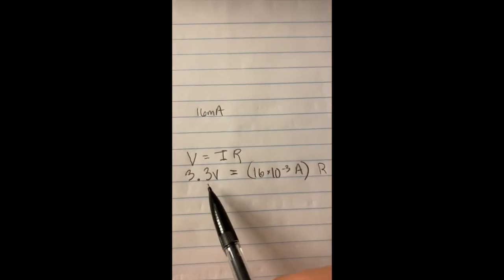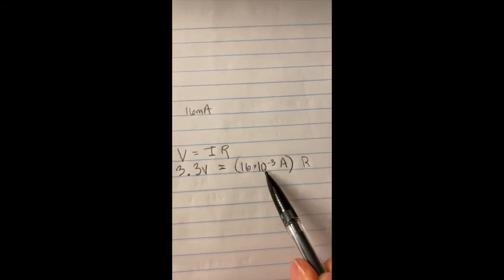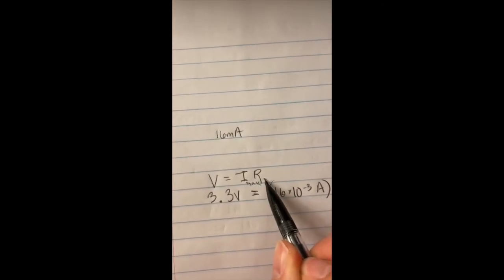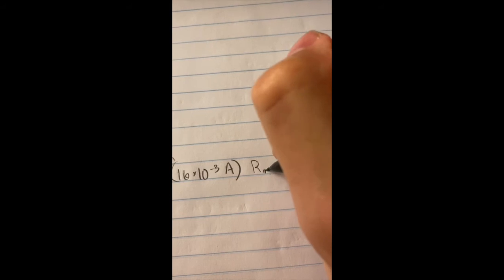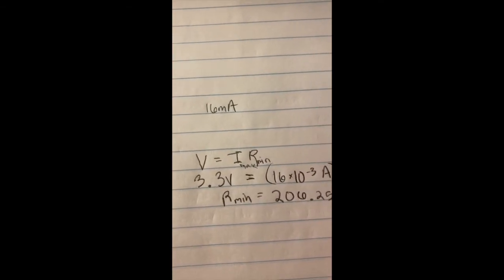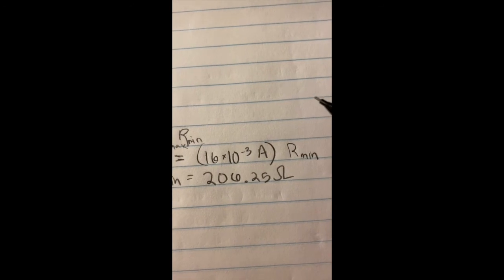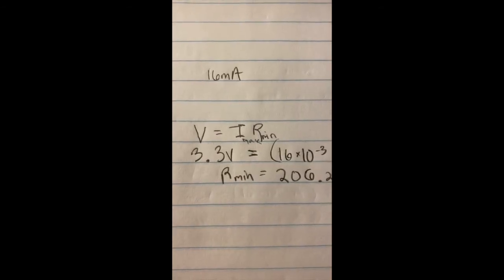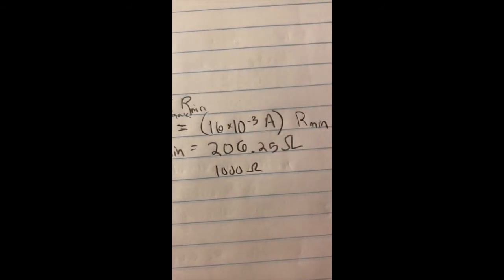And so this 3.3 is locked in. This is kind of our max current. And because of how this is set up, if we put the max current here, that'll give us our minimum resistance value. So this is really R min. And if you solve this, we get that R min is equal to 206.25 ohms. And so if we choose a bigger value than 206, then that'll just make the current smaller, since the 3.3 is locked in. And so that's all good. And so to be safe, we're using a 1000 ohm resistor.